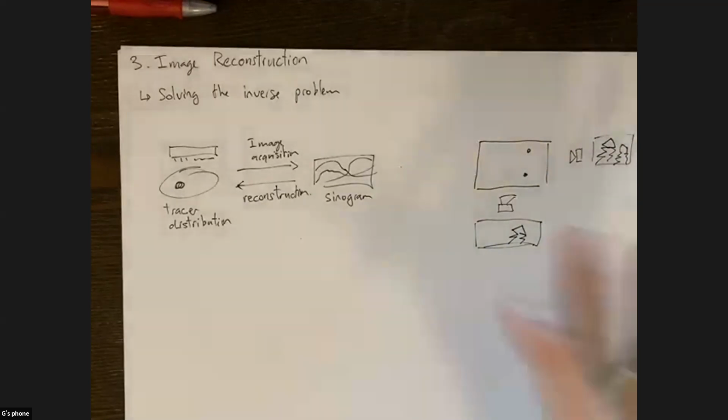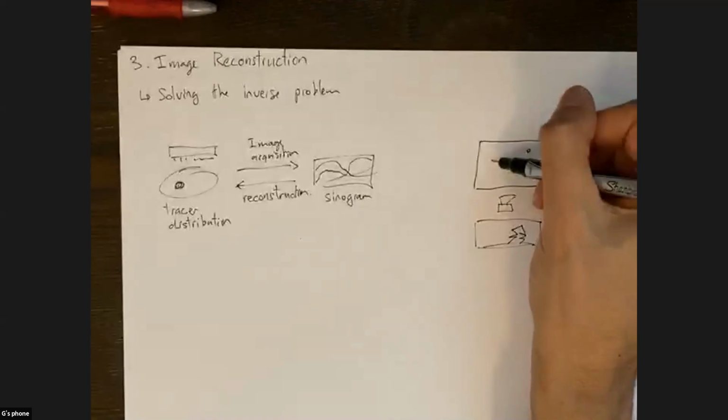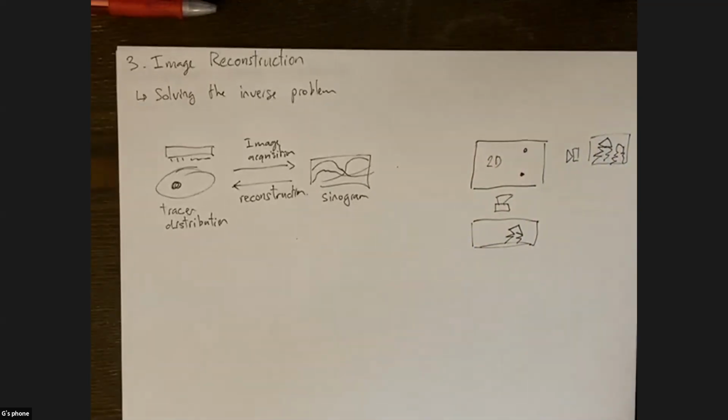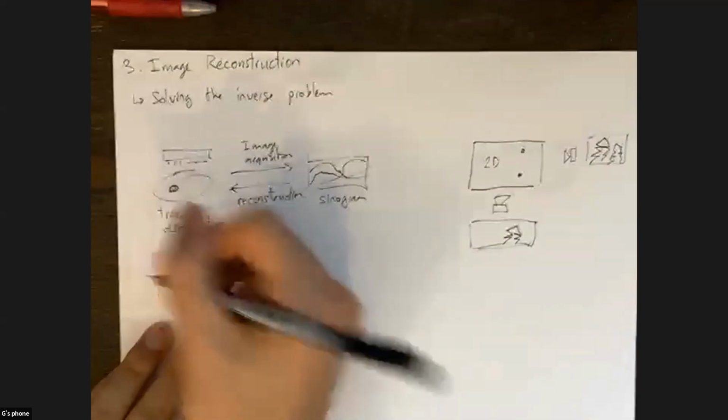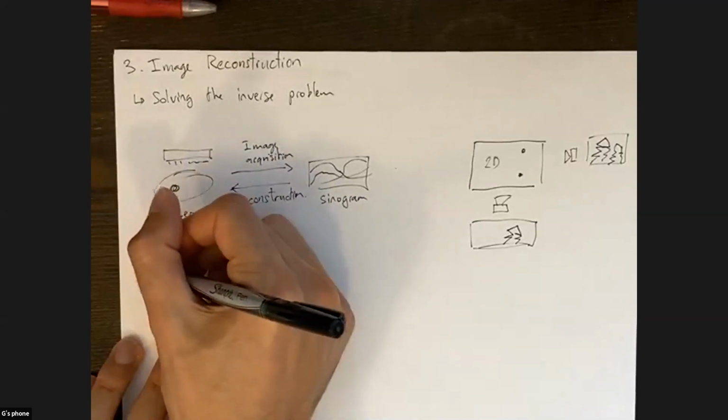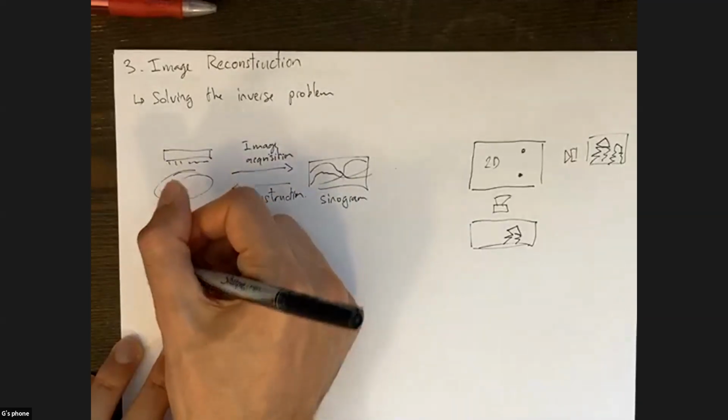So that's sort of the basic idea for reconstruction, is solving a two-dimensional distribution based on one-dimensional information. But there's two ways of solving that problem, right? So I'm just going to give an analogy to explain why there's two different ways of solving the reconstruction problem.